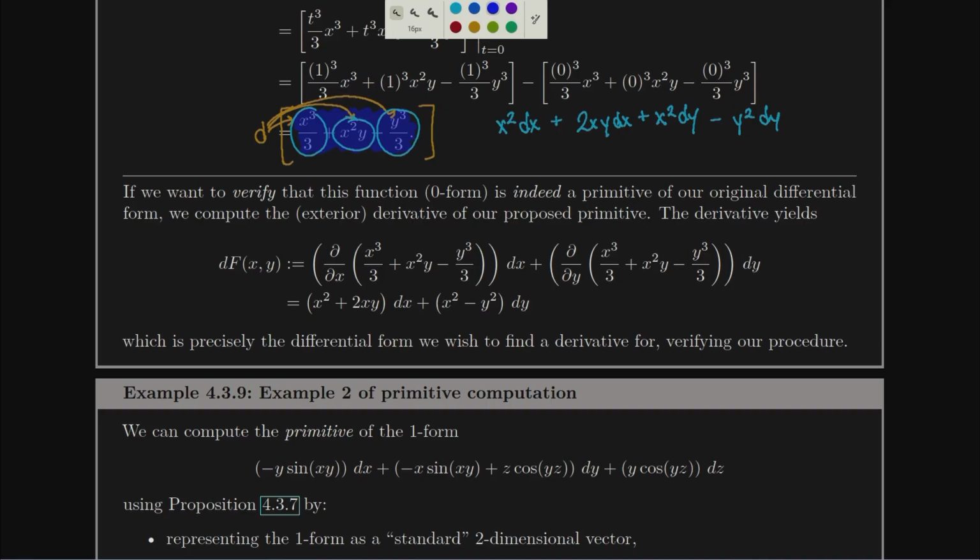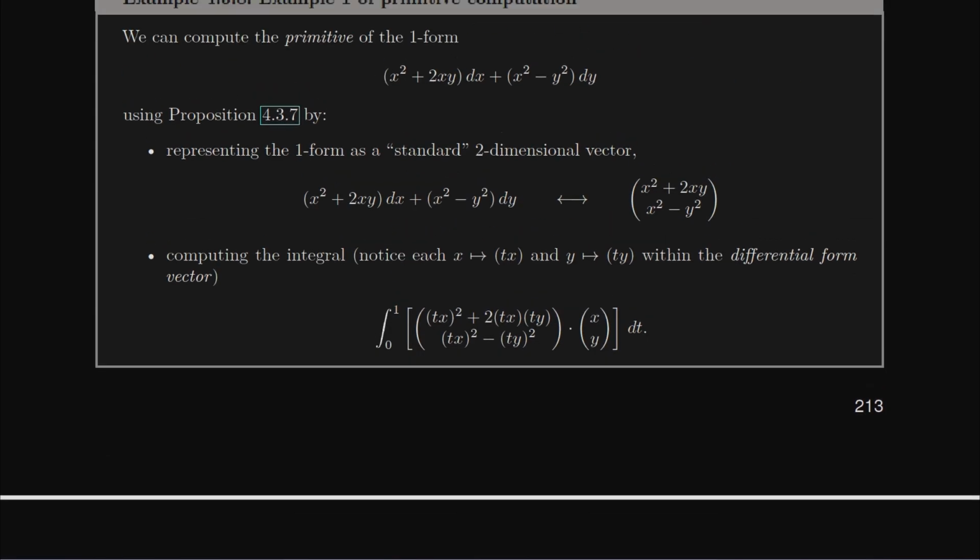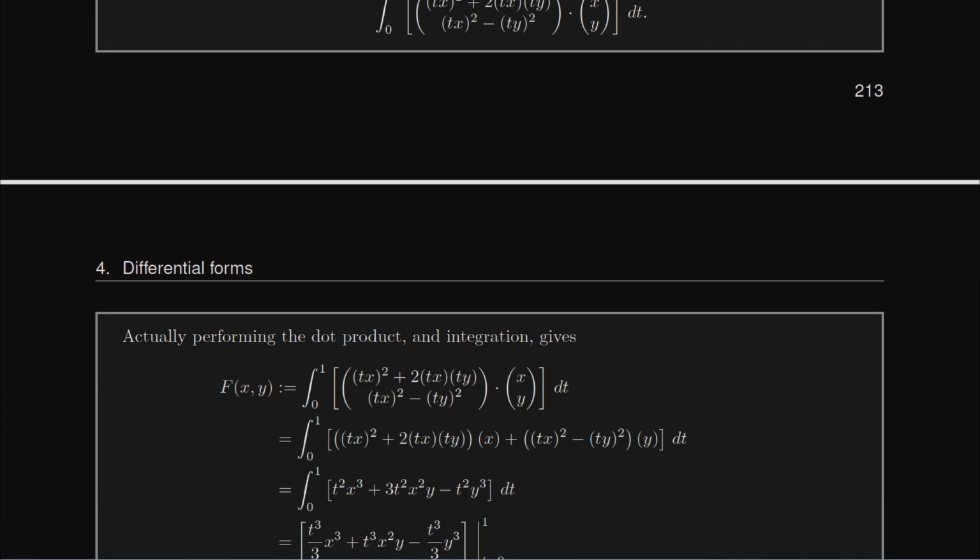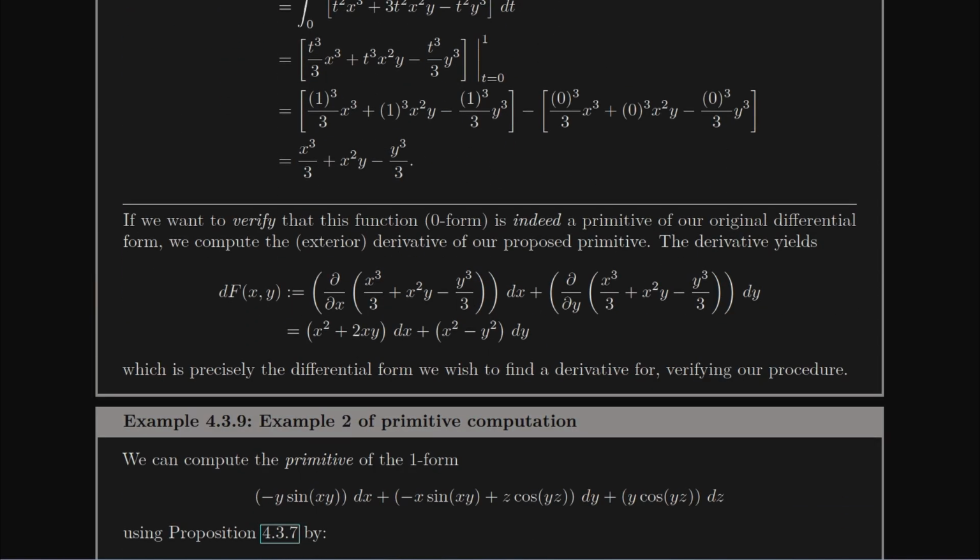And of course, what do I actually have here? I have two terms with the x, those can be combined, two terms with y, those can be combined, so I'll have x squared plus 2xy dx, and I'll have x squared minus y squared dy. That is precisely the differential form we were looking for at the beginning. So yes, I have indeed found a primitive.